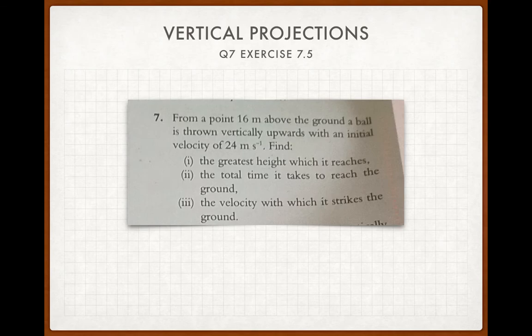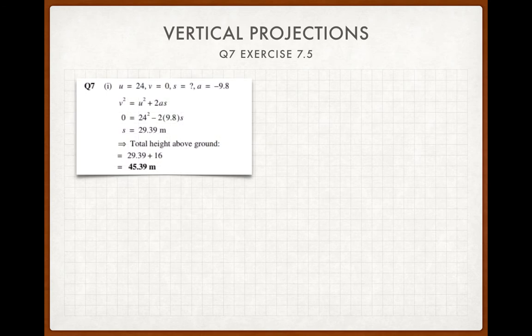Okay, so greatest height. We have the initial velocity, it's fired upwards, acceleration is −9.8, final velocity is 0, and we're looking for s. So that should be straightforward. The s value works out at 29.39 meters, but we're looking for the height above the ground. And if the particle was initially 16 meters above the ground, we have to add that on to give me a total of 45.39 meters.